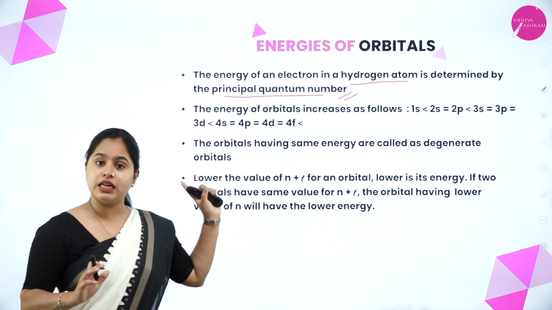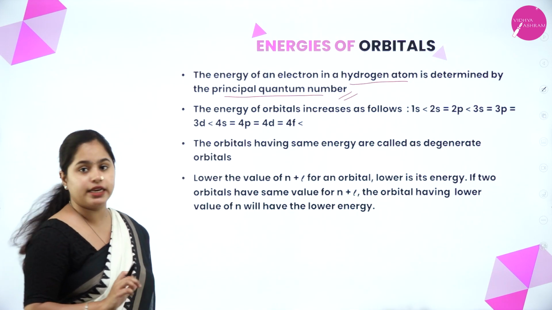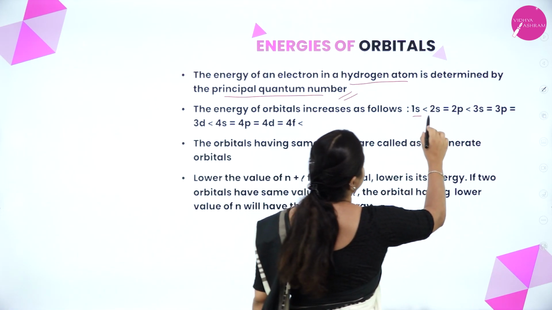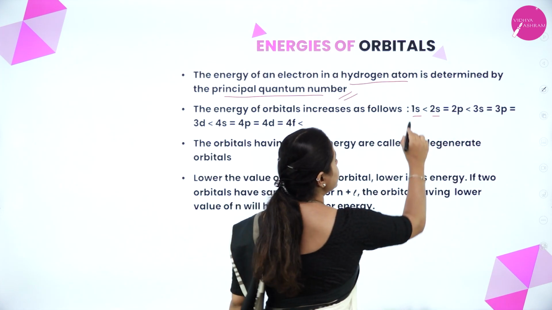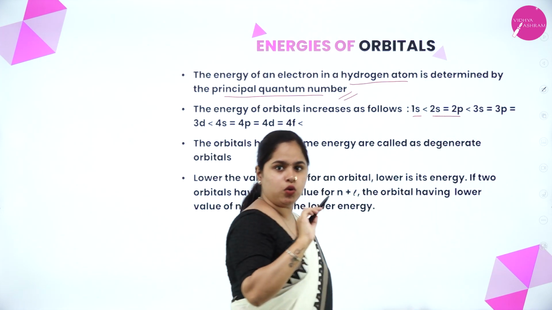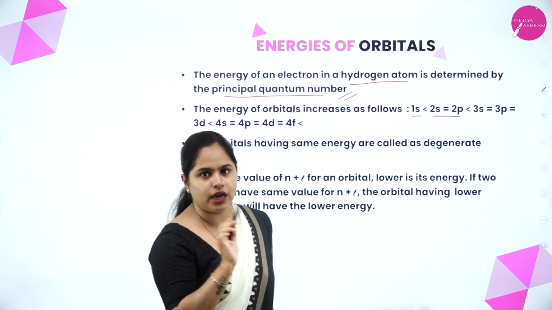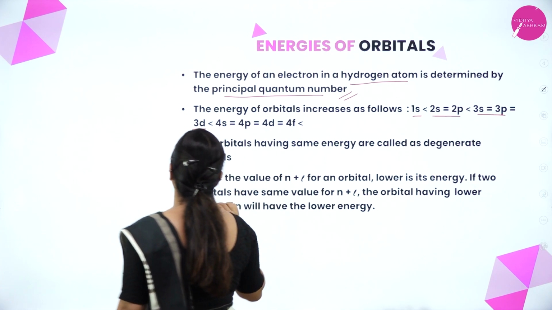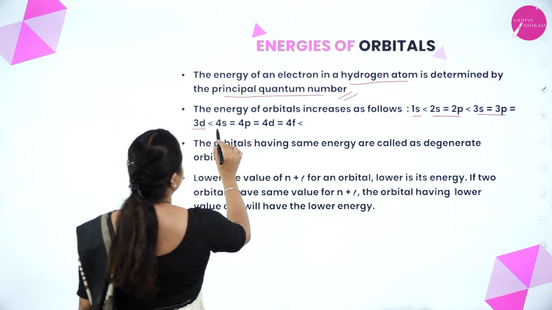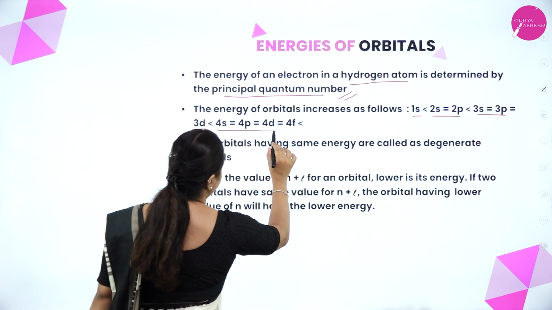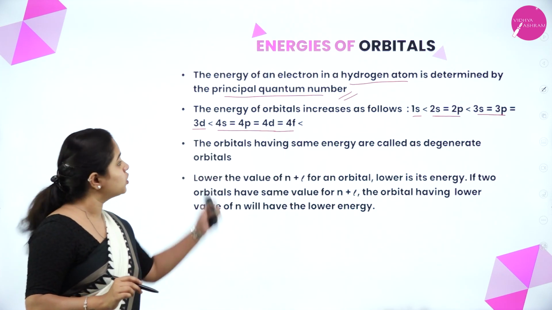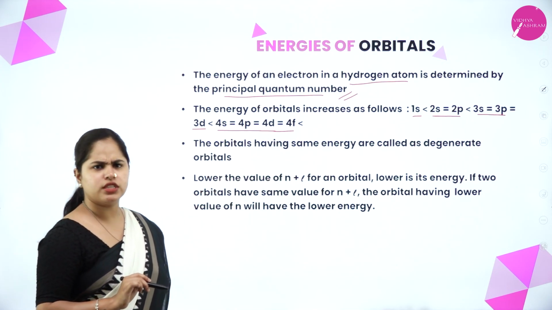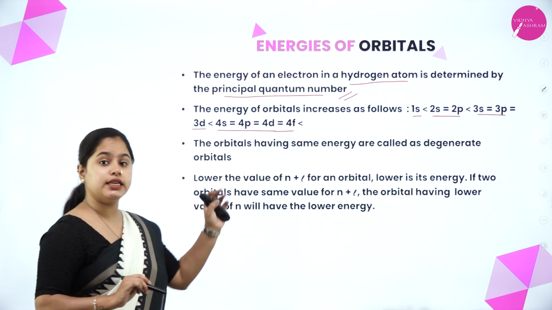So, this is the increasing order of energy in the case of hydrogen atom. 1s orbital will have less energy than 2s orbital. And 2s and 2p will have equal energy. Then comes 3s, 3p and 3d which have the same energy. Then 4s, 4p, 4d and 4f will have the same energy. So, this is in the case of hydrogen atom. Be clear with that. Yes, the increasing order of energy.